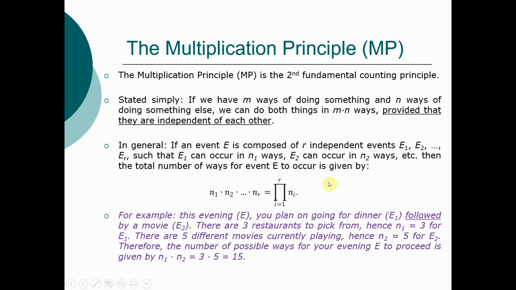And this can be expanded for different tasks, or different events. If an event E is composed of R independent events, this term independent is critical here, E sub 1, E sub 2, all the way to E sub R, such that E1 can occur in n sub 1 ways, E2 can occur in n sub 2 ways, and so on, then the total number of ways for the event E to happen is given by the multiplication of all n sub i, where i goes from 1 to R.